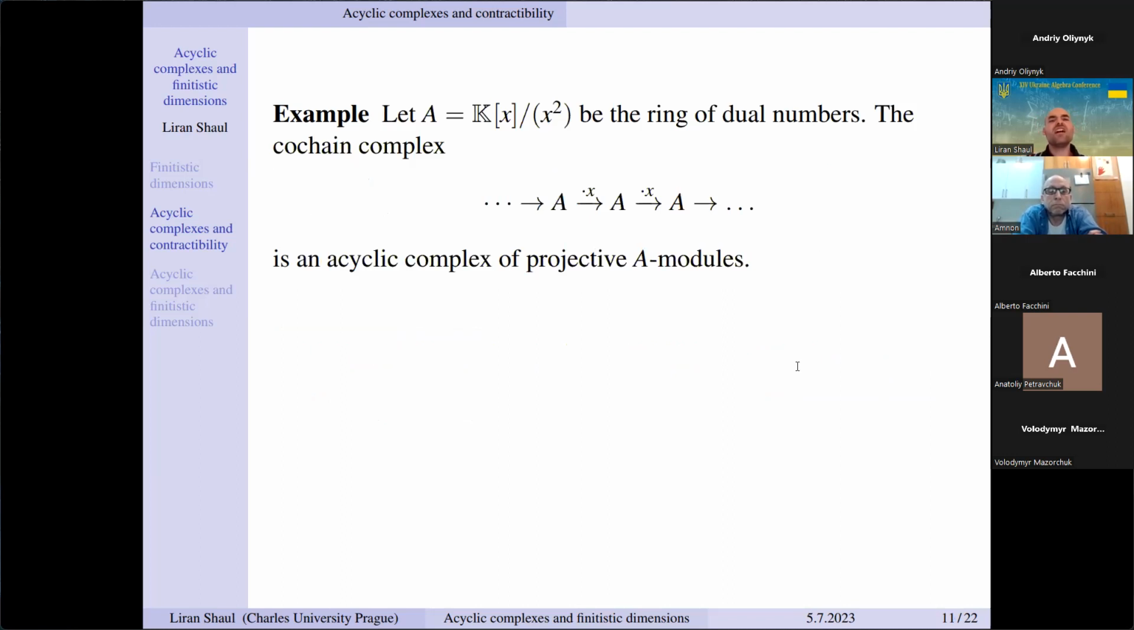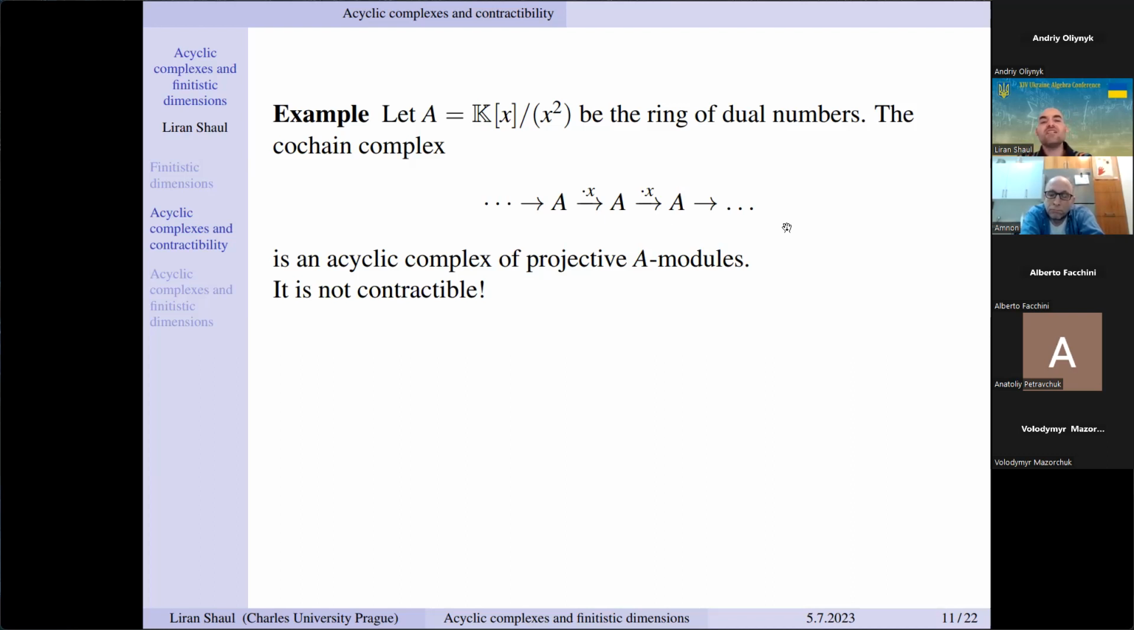But not all exact complexes of projectives are contractible. So returning to the ring of dual numbers we had earlier, I can take over it the following cochain complex, which has A, the ring itself, in all of its components, and all the differential maps are multiplication by x. This is again an acyclic complex of projective modules, but it's not contractible.